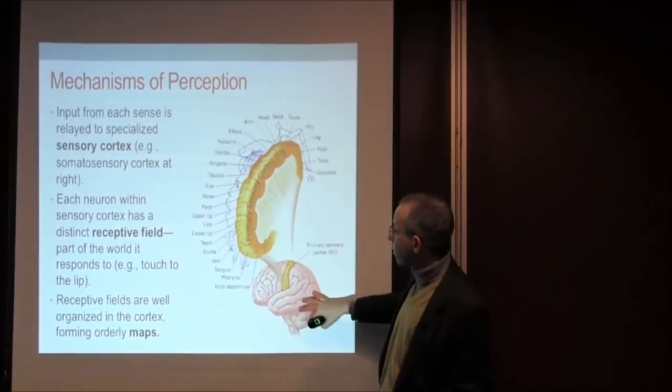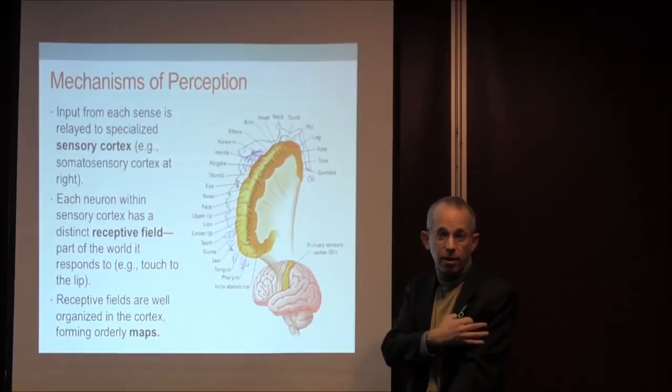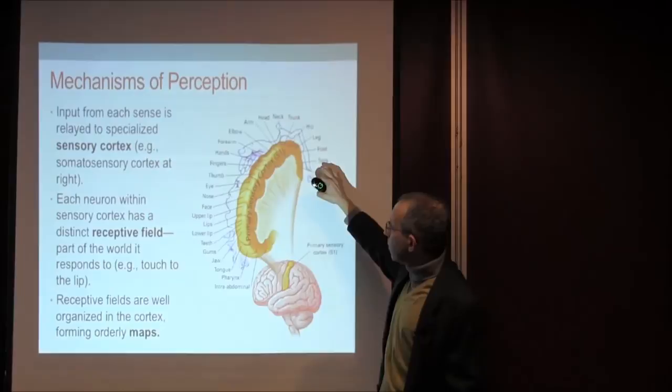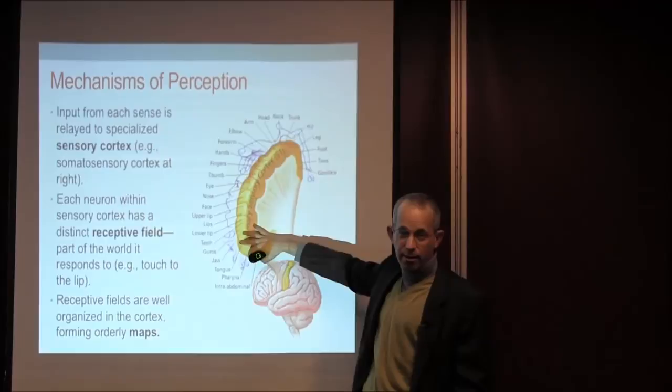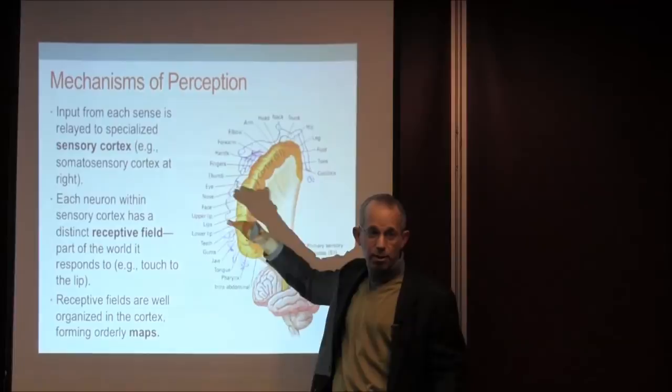Each neuron in the sensory cortex has a receptive field, distinct parts of the world that it responds to. So there might be a neuron that responds to touch from here to here, for example. And receptive fields are organized into maps, so that if you go through the cortex, you'll see this homunculus-like figure represented in the sensory cortex. Here, these neurons reflect the eye, the nose, the mouth, and so forth. So the idea is that the map of sensory cortex captures some of the physical similarity of the areas that they're responding to.